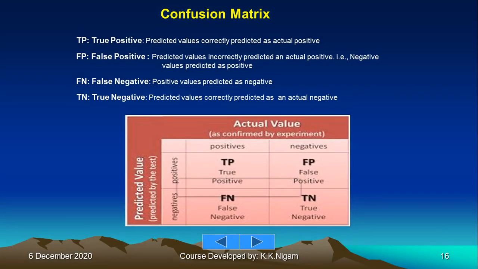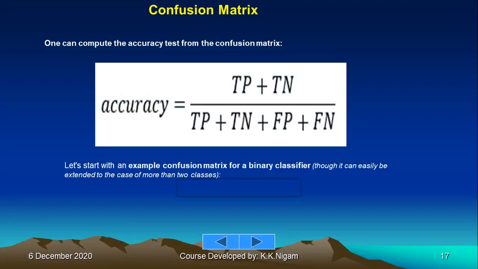Now TP, that is true positive: values correctly predicted as actual positive. FP, false positive, means values incorrectly predicted as actual positive, although it is not positive, but it is predicted so, that is why it is false positive. The negative values predicted as positive. False negative means positive values predicted as negative. And true negative means values correctly predicted as actual negative. So that is how you can be absolutely clear about what the actual position is.